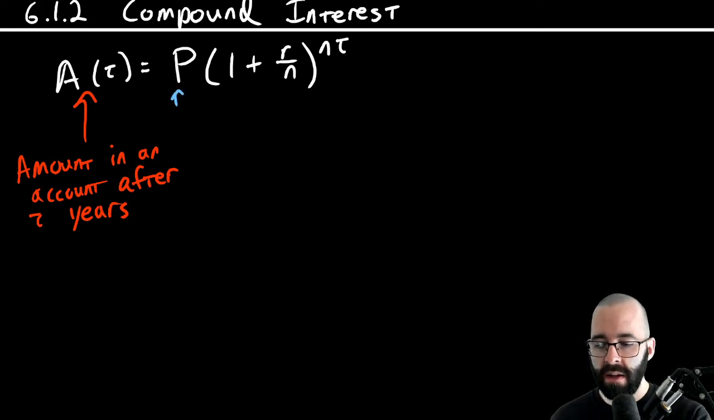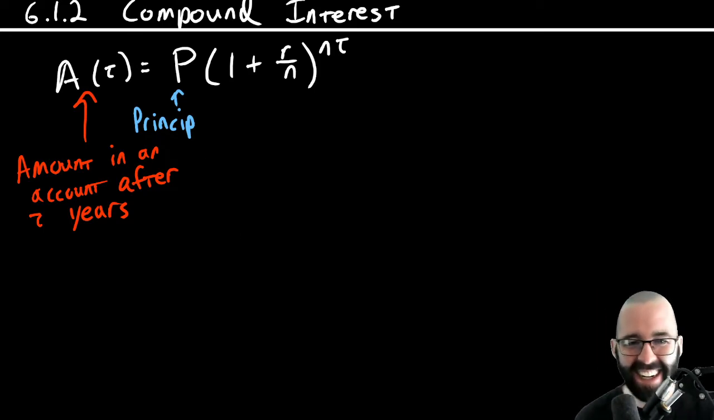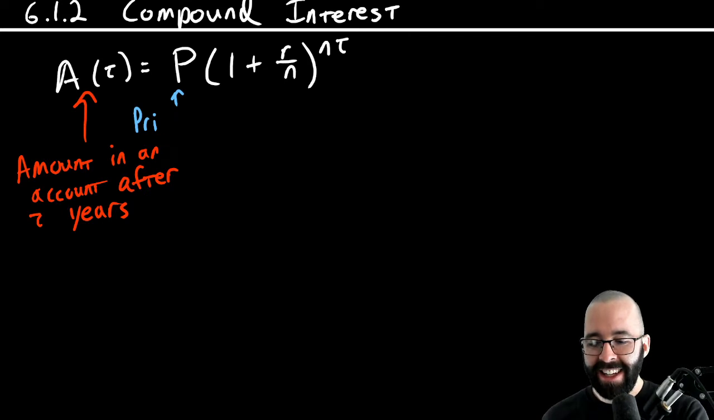P stands for principal. I didn't write it down. I don't know how to spell it. P is your starting investment, otherwise known as a principal.